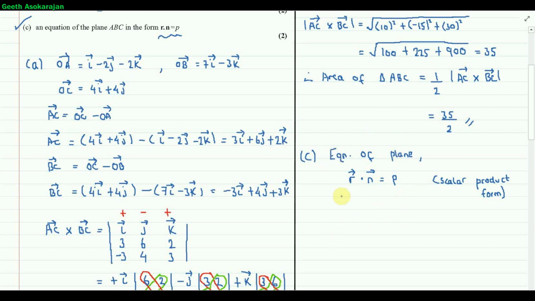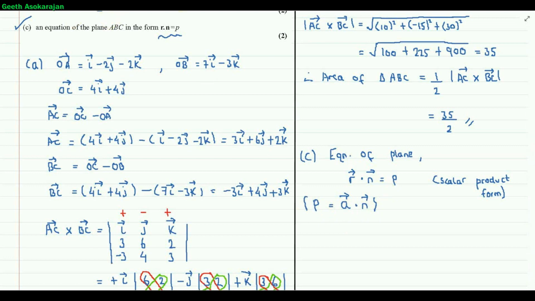But let me give you the brief points when it comes to this formula. R is the position vector of any point on the plane. N is a normal vector of the plane. Normal means a vector which is perpendicular to the plane. Whereas P is calculated by working out A, which is the position vector of a fixed point on the plane, dotted with N, and N again is the normal vector of the plane. That is how you would work out this scalar P on the right hand side.